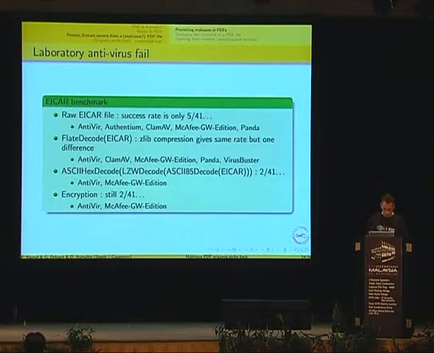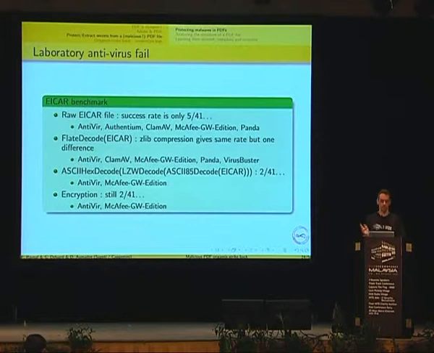But then I tried to chain several filters, and with 3 filters, as you can see here, only 2 out of 41 could detect it. And then I encrypted the file, and still the same two antivirus could detect it. But in fact, the detection is very general. You say, okay, here there is something suspicious. Thank you for your help.